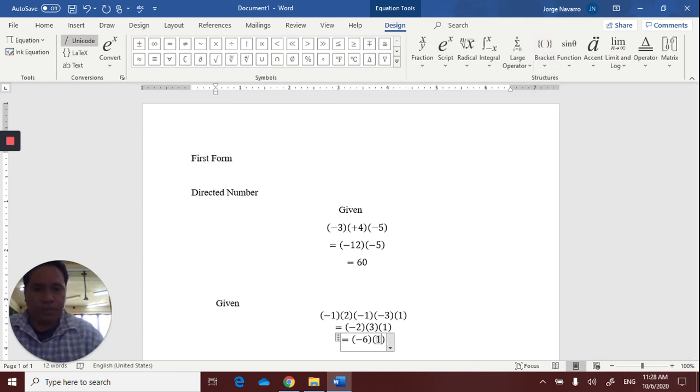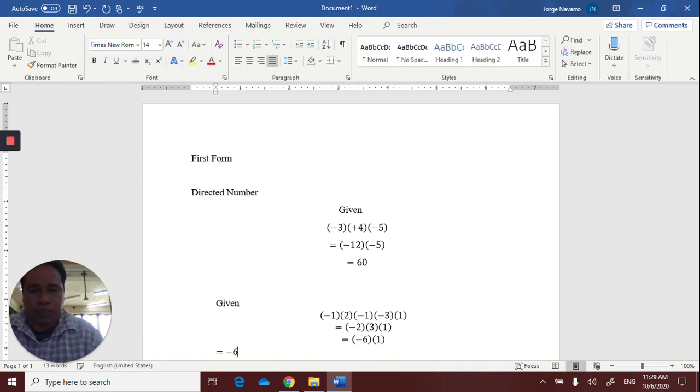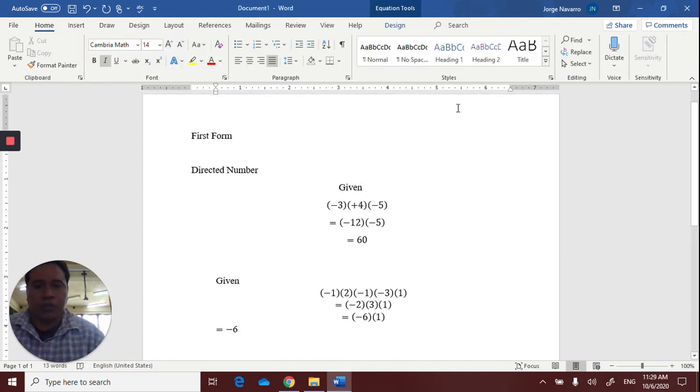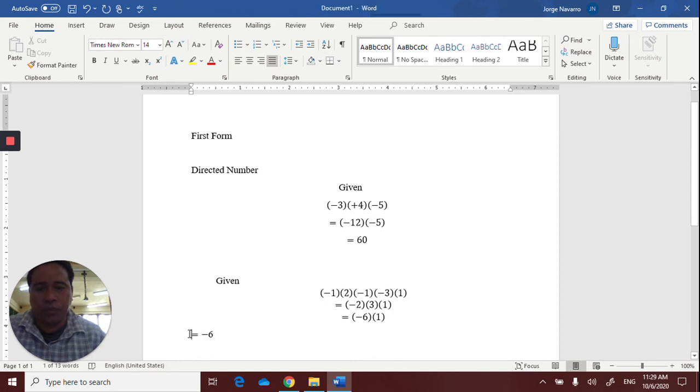Alright? And so we finish, equals, a negative times a positive, we know it's going to be a negative 6. And that brings us to the end of that second problem. Please make sure that you keep the equal signs underneath each other. I know it's kind of difficult with Word, but as you go along, you're going to ensure that it happens.